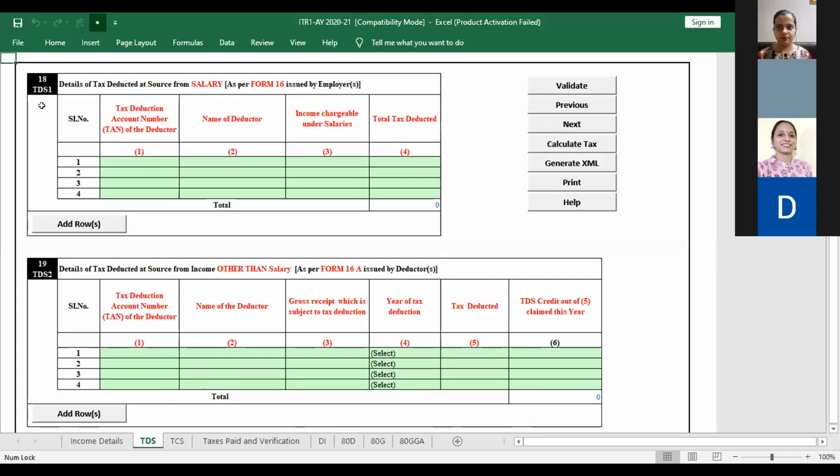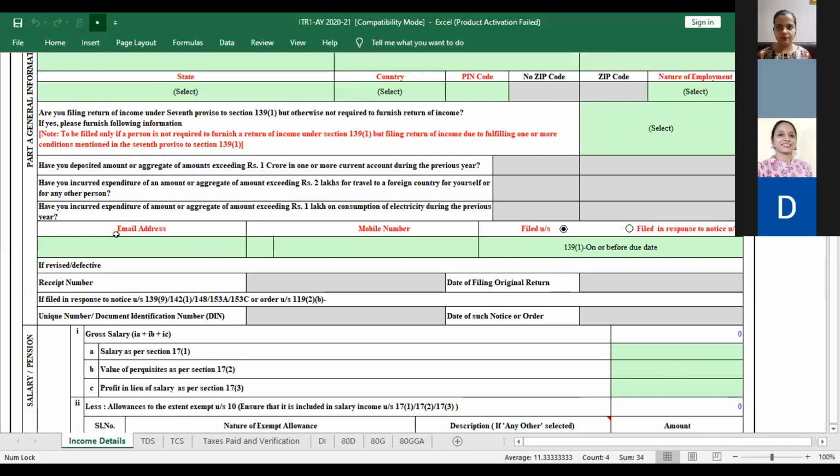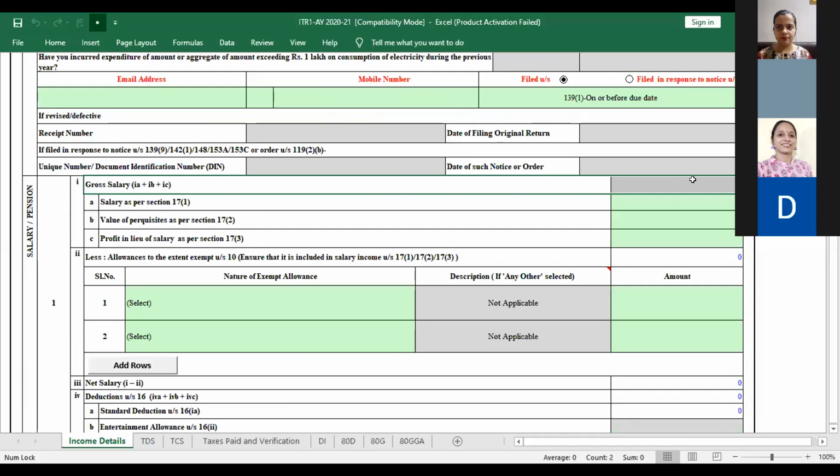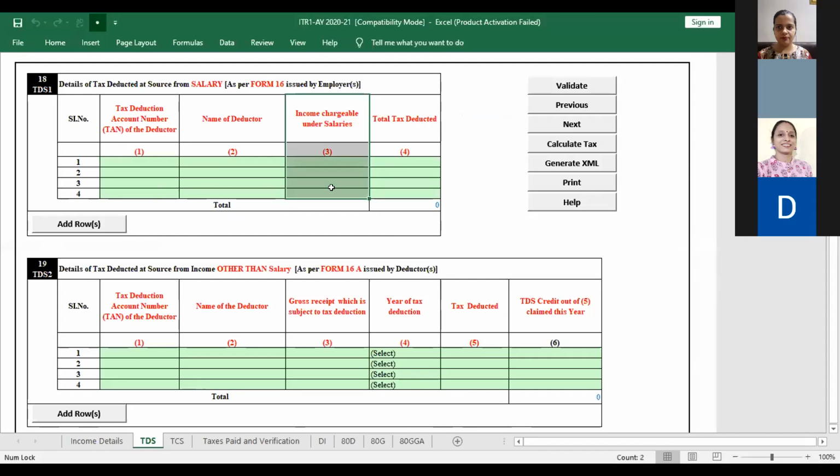Form 16 is only given for TDS deducted on salary, which we normally get from our employer. Usually it comes in 4 parts only, 4 quarters. You have to mention complete detail: the TAN number of your employer, name of your employer, the income over here, and the tax deducted. Now, if you see income over here, this again has a cross-reference. The gross salary that you have declared over here in your statement of income has a cross-reference over here in this income chargeable under the head salary. So there is a cross-reference.